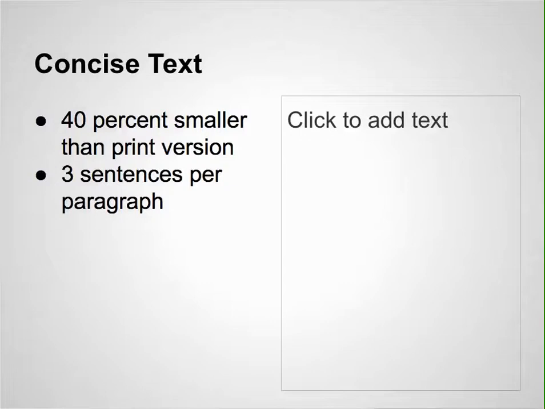So what this means is that whatever you have from print, if you're going to put it on your website, you're going to make it 40% smaller. So cut 40% out of that. And try to keep 3 sentences per paragraph, and again, 1 idea per paragraph.